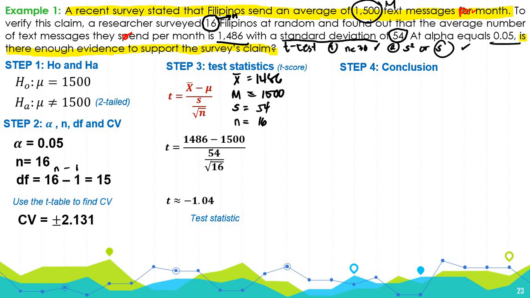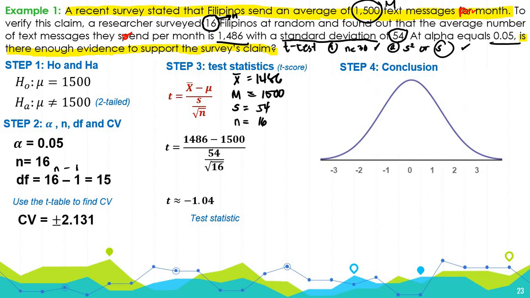Lastly, for step 4, we are now going to do the conclusion or the decision in such a way that we are going to analyze our illustration or graph regarding the normal curve. So say for example, this is our normal curve. What we're going to plot here would be the critical values and t. Let's first graph the critical values. Remember that the critical values will be our basis for the rejection region. So what we need to plot here would be negative 2.131 and positive 2.131.